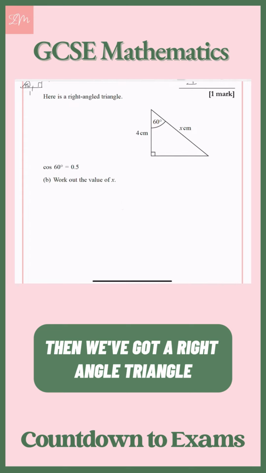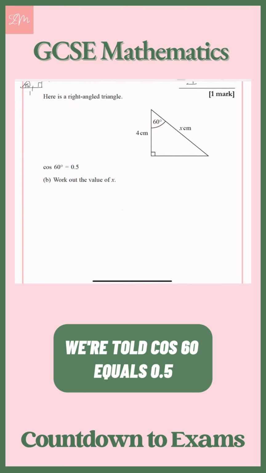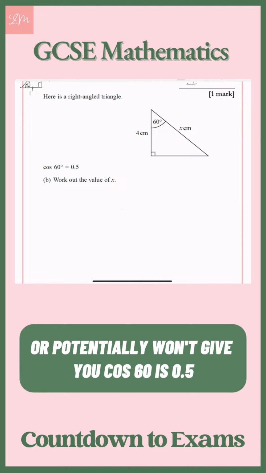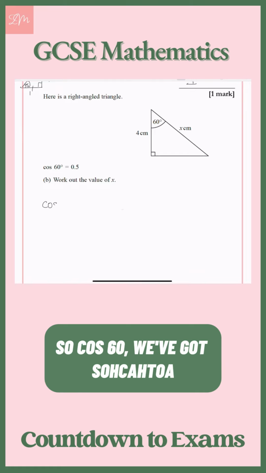Then we've got a right angle triangle. We're told cos 60 equals 0.5, so they're telling us what cos 60 is. In your exam, they might not, or potentially won't, give you cos 60 as a half. So for cos 60, we've got SOH CAH TOA.